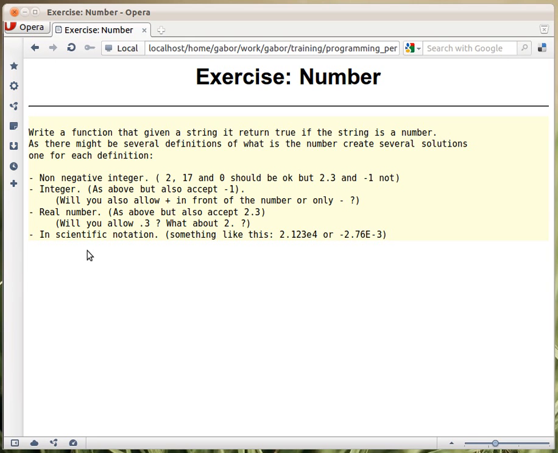And you also accept the scientific notation, whatever it is called, so accept an E for the exponent of 10. So you would be able to accept strings like this or even like this, so the whole thing can be negative and the exponent can be negative and it can be lowercase and uppercase. So there is some flexibility, and this is the first exercise.